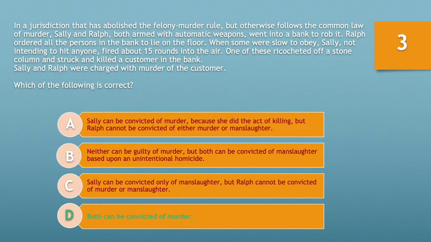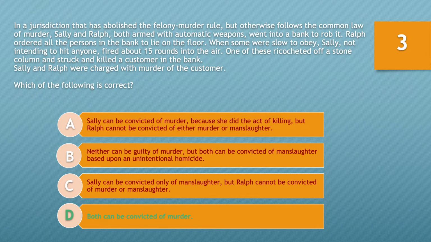The correct answer is D. Both can be convicted of the murder. Under the common law, murder is the intentional killing of a person with malice aforethought. Malice aforethought requires that the killing be committed with one of the following states of mind. 1. An intent to kill. 2. Intent to commit great bodily injury. 3. Wanton and willful disregard for human life. Or 4. Intent to commit a felony.